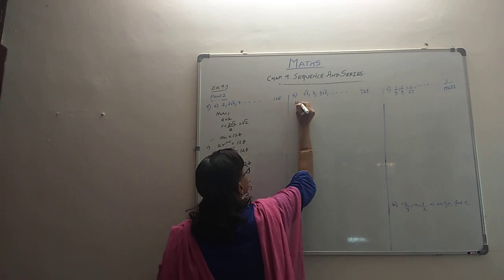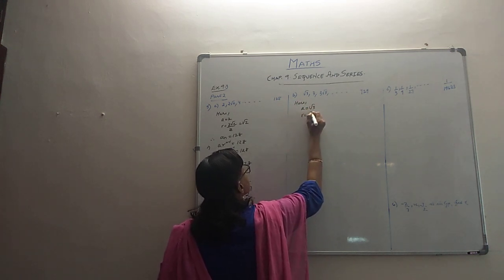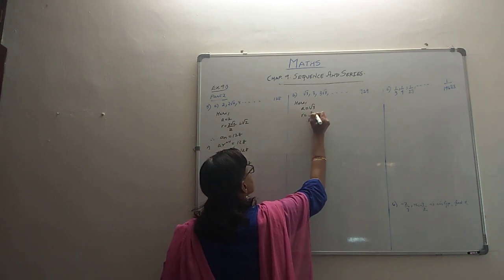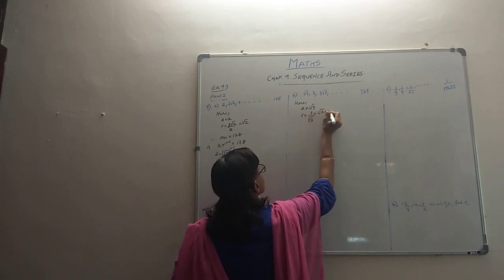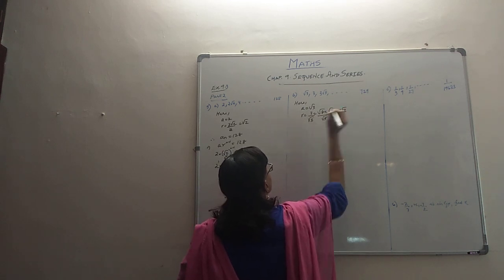Here in this particular case, we have the A as root 3. So let's quickly find out what is R. It is 3 by root 3, and we always know that this can be written as root 3 into root 3 by root 3. We can have it cut. So you get R as root 3.